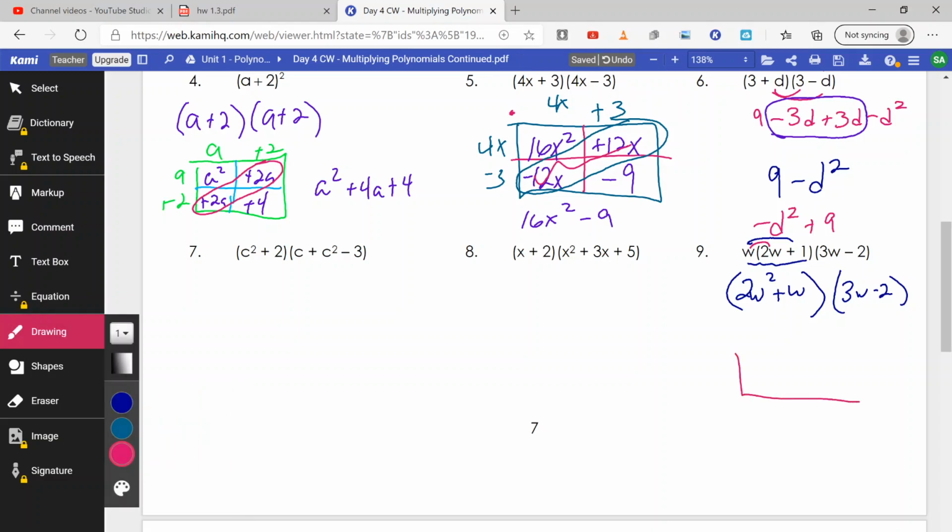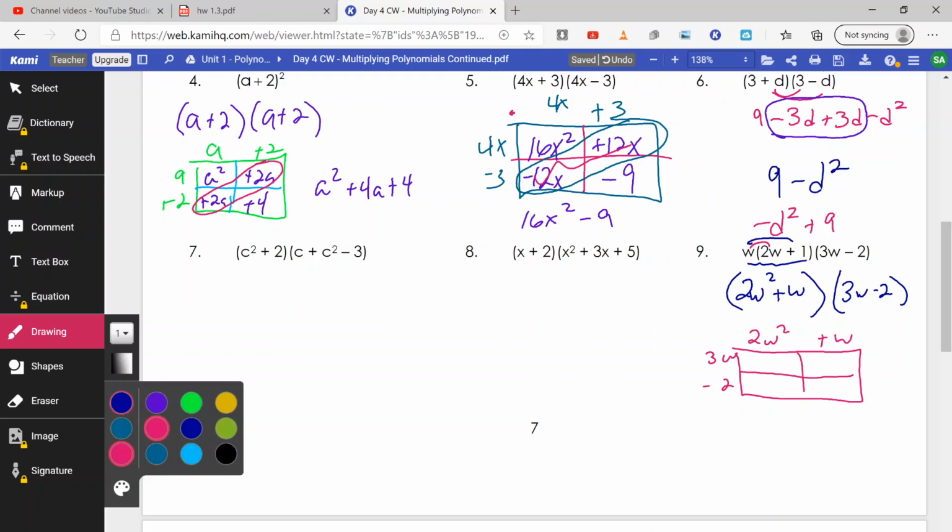So box method means 2w squared plus w, 3w minus 2 off on the side here. 3w times 2w squared, 3 times 2 gives me 6. W times w squared is going to be w cubed. 3w times w, so plus 3w squared. Negative 2 times 2w squared is going to give me negative 4w squared. And negative 2 times w, minus 2w.